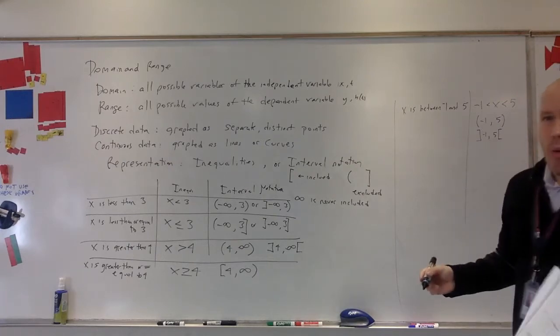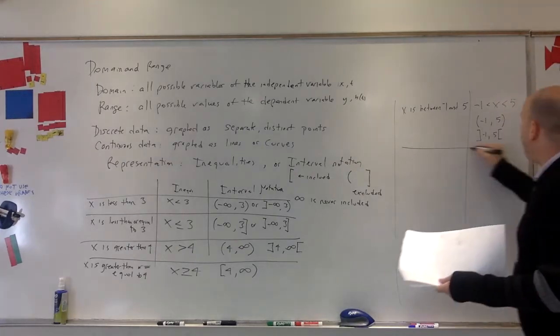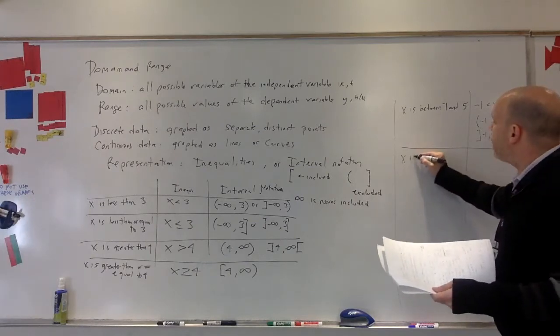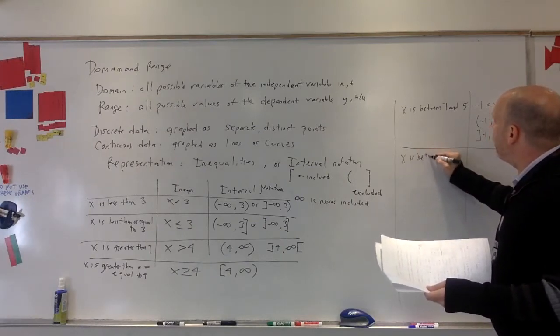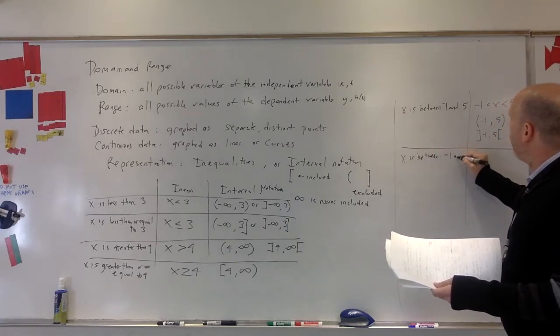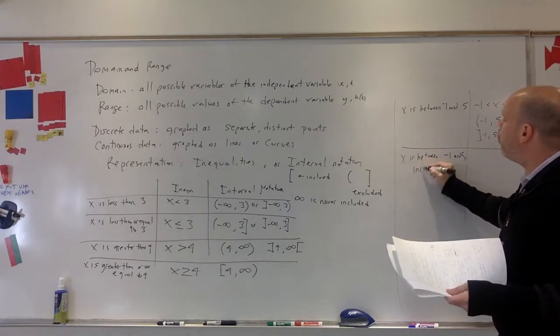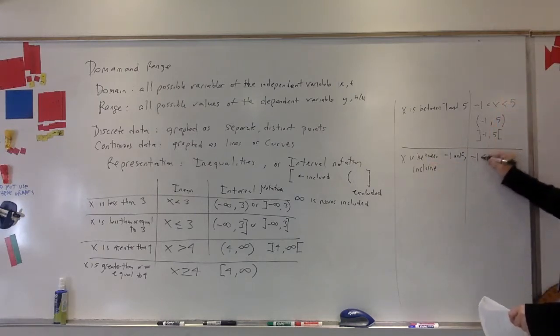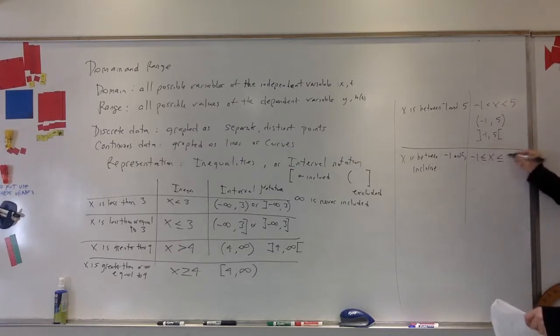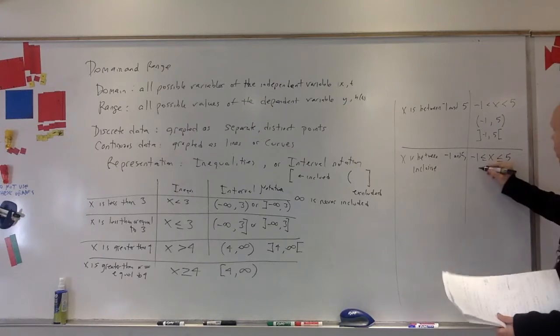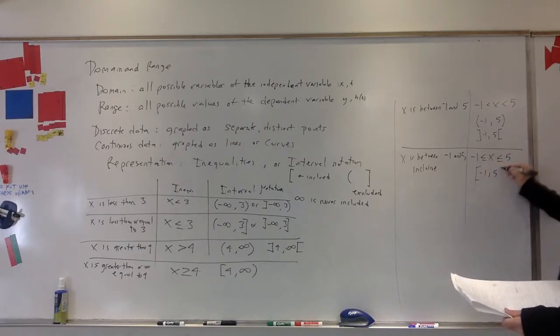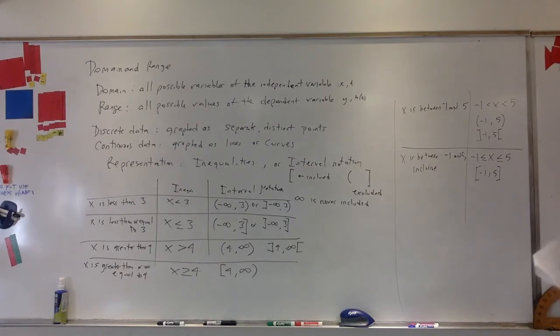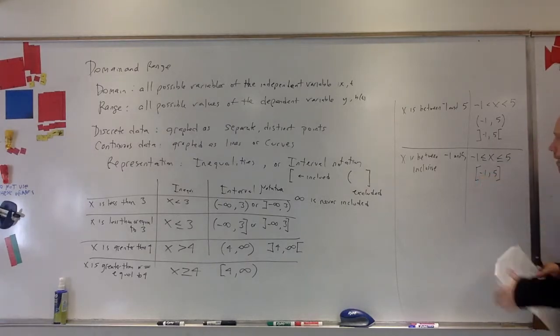So you might say, Mr. Eller, well, how do we know that it's included or not? Well, you're going to look for the word inclusive. x is between -1 and 5, comma, inclusive. When you see the word inclusive, you know that it's -1 is less than or equal to x is less than or equal to 5. In interval notation, bracket -1, comma, 5, close bracket. Yes, it's included in the set. You can visually see that.